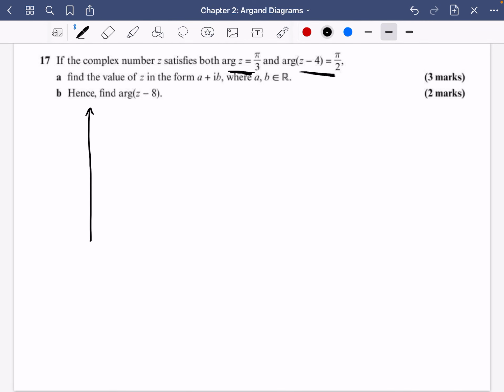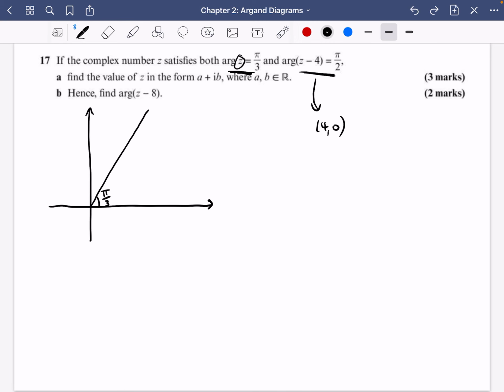So we're going to have some half lines here. One of the half lines is just being drawn from the origin with an angle of pi over 3. The other one is going to be drawn from 4, 0. Remember, you're always subtracting this number, so it's going to be from 4, 0. And it has an angle of pi over 2.